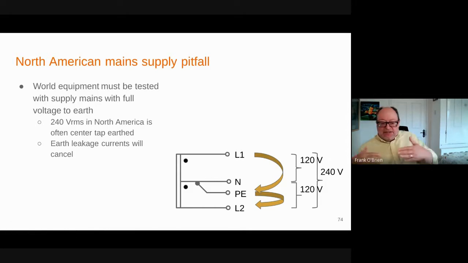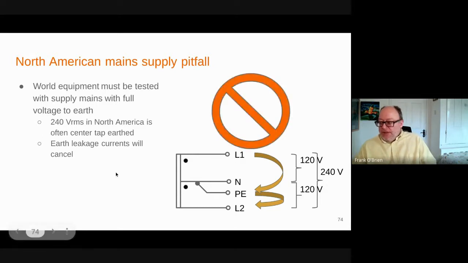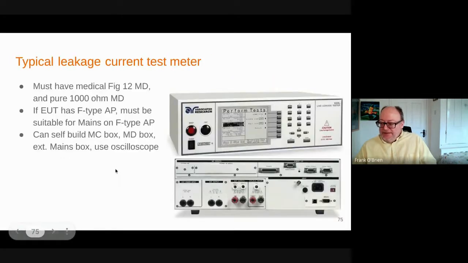Because the currents will cancel. And so worst case, you have to make sure you have a true 240 to earth. In fact, 264. And then you can buy from vendors the leakage current. So they have the switches, they have the figure 12, okay, they have the pure resistor if you're buying the whole true capability you need.